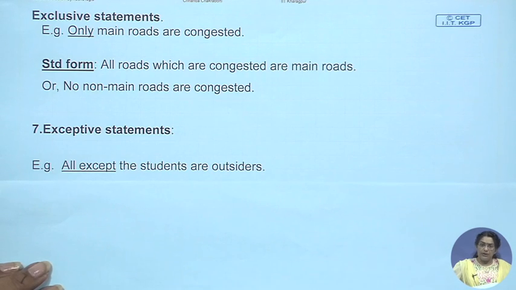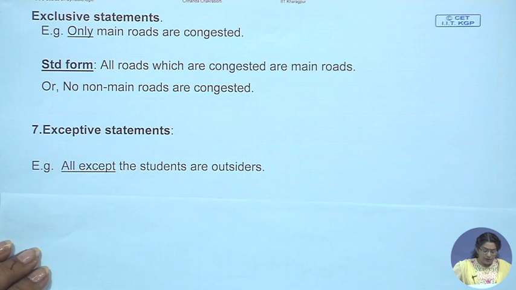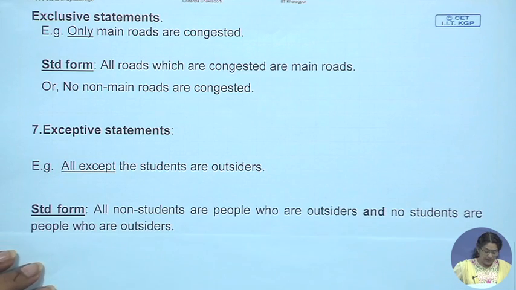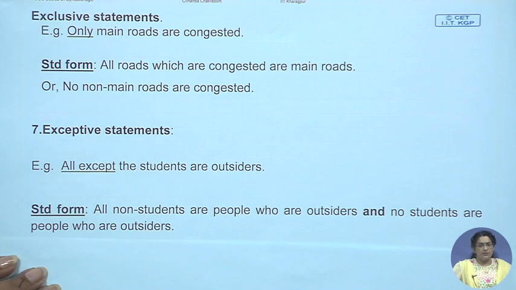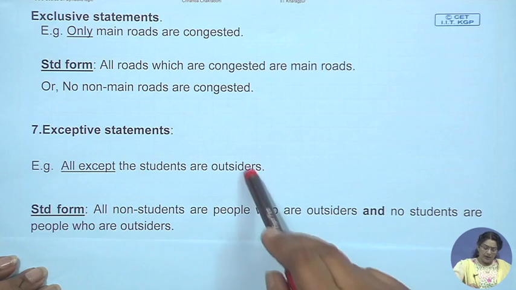Well, this is not easy, it is a rather complex understanding that is required. You can try: all except the students are outsiders. So, you can say all non-students are people who are outsiders, and notice it is a conjunction, and no students are people who are outsiders. All except students are outsiders, right. So, students are not outsiders, but there are a whole lot of people who are non-students and they are outsiders.